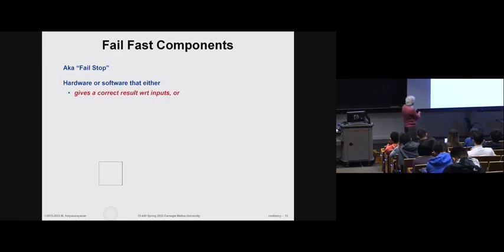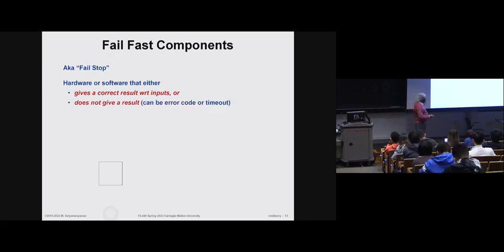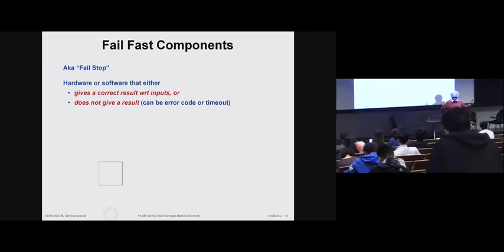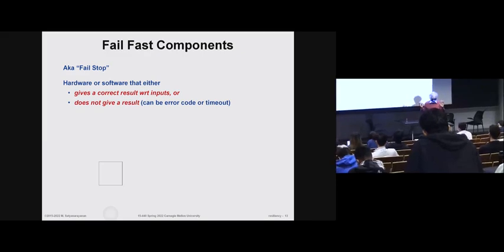It's hardware or software that either gives a correct result with respect to the inputs, or does not give a result. It could be an error code, it could be a timeout, it could be an exception. The details of how it signals can vary. So when I do a read system call, I have to check the return code. The commonest source of bugs in the code that you write: you do an open, you don't check the return code. You do a read, you don't check the return code.